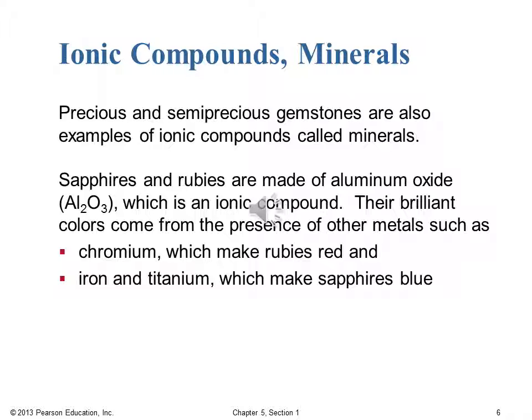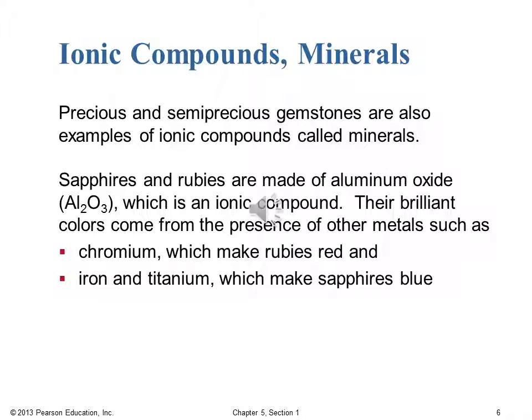Continuing with that theme of ions and transfer of electrons, if we think about the minerals, a lot of common minerals, including our precious and semi-precious gemstones, consist largely of ionic bonding. So sapphires and rubies are made of aluminum oxide, Al2O3. That's a metal and a nonmetal, right? Aluminum's a metal, oxygen's a nonmetal.